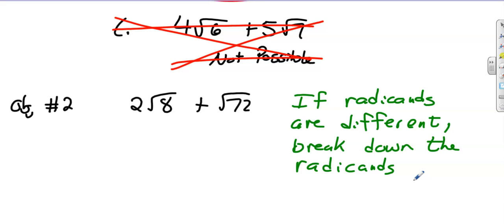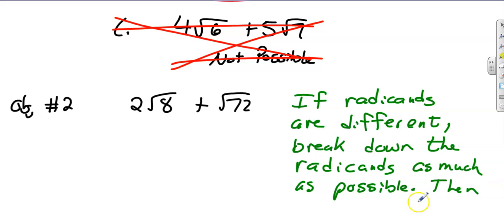Until they're all going to be basically the same numbers. So if radicands are different, break down the radicands as much as possible, and then see if you can add and subtract.